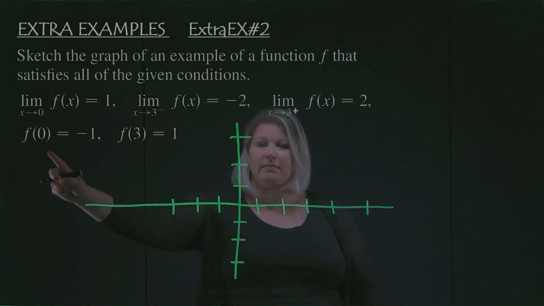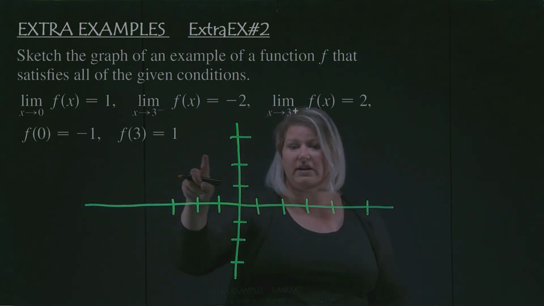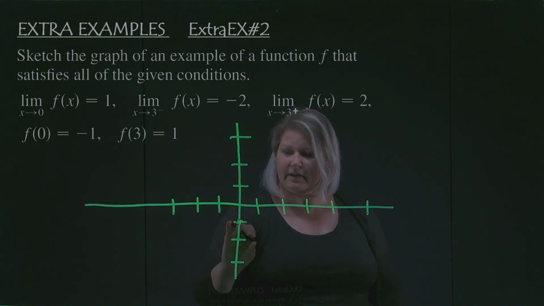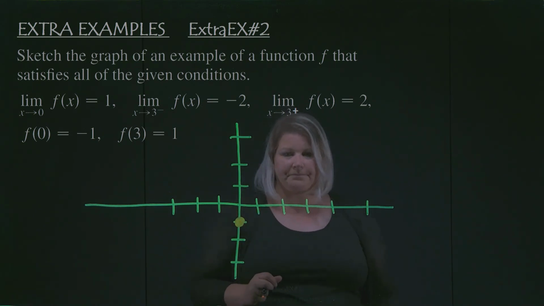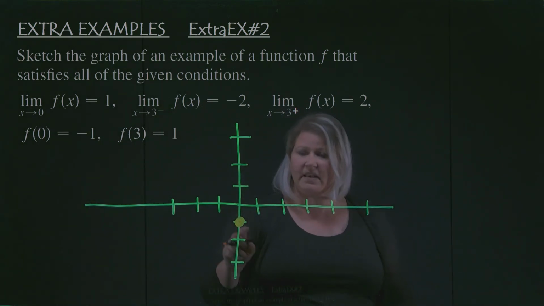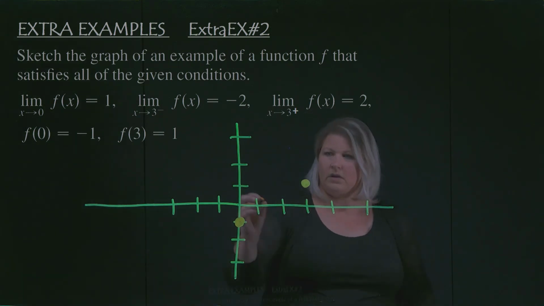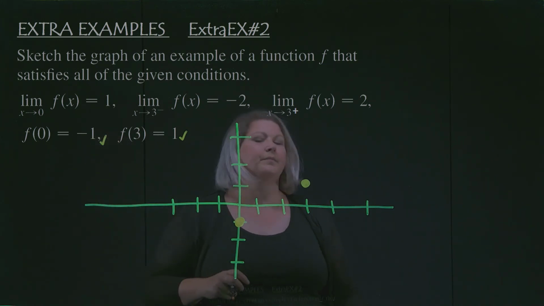Okay, so I'm going to start with my function values first, the plain Jane ones. I'm not going to start with the limits. Start with your plain Jane values. So I've got f of 0 equals -1. Well, that's right here. Need to make some space for the orange, or the orange will get ooky. Okay, f of 0 equals -1. Next, f of 3 is equal to +1. Okay, so check and check.